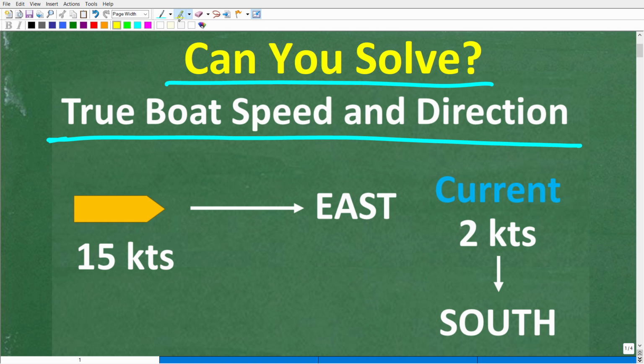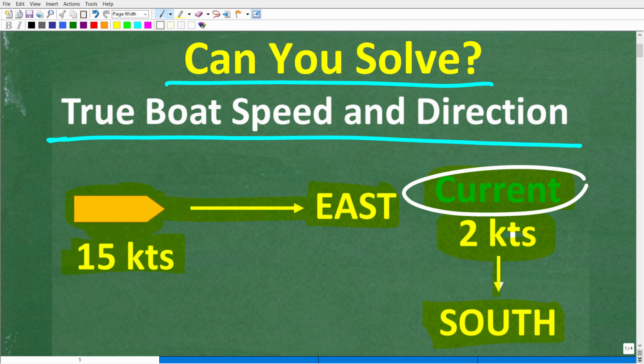And here is the scenario. We have this boat and it's traveling due east. This could be in some sort of river or some sort of body of water, a lake. But it's traveling 15 knots due east. But we have a current in the water, and that current is 2 knots going due south. So the boat's true speed and direction is going to be affected by the current. In other words, the boat's not going to continue on its path. It's going to be pushed in some direction by the current, and that's going to change its speed.